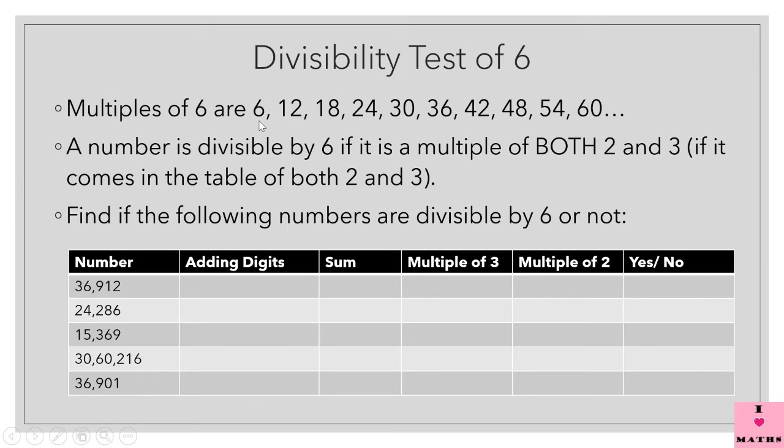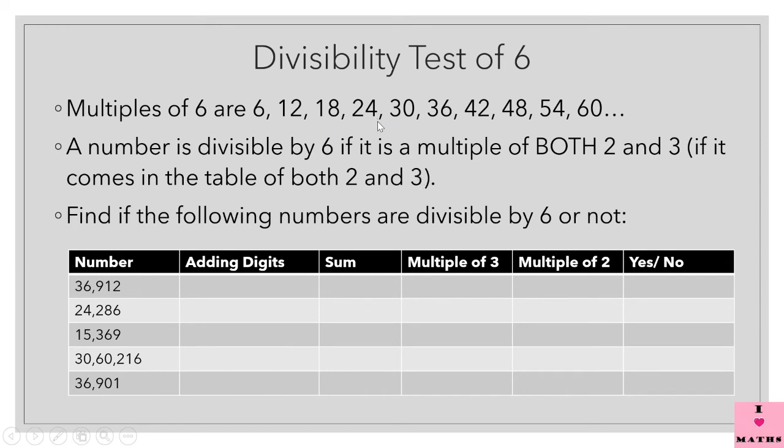Okay, let us see. Now, first multiple of 6 is 6. Okay, now 2 3s are 6, 3 2s are 6. So, 6 comes in both the tables, 2 and 3. Okay, next is 12. 2 6s are 12 and 3 4s are 12. So, 12 also comes in both the table of 2 as well as 3. 18. 2 9s are 18 and 3 6s are 18. So, children, 18 also comes in the table of 2 as well as 3.